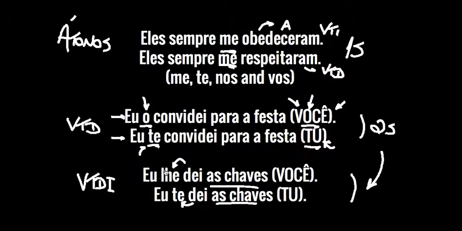So the translation would be: Eu lhe dei as chaves. Eu te dei as chaves. I gave the keys to you. Since we need a prepositional object, an indirect object, in this case we need to use the pronoun lhe and not the pronoun o. On the other hand, the pronoun te, when we have both indirect and direct verbs, stays the same.